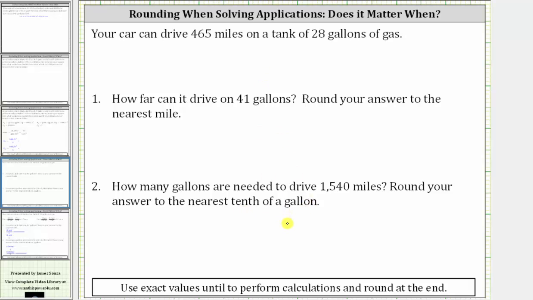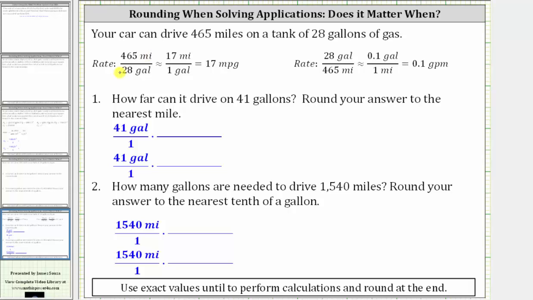To answer these questions, we will need to express the given information as two separate rates. One way to express the rate is 465 miles per 28 gallons. We can also express the rate as 28 gallons per 465 miles. To answer the two questions, we should use these exact rates.